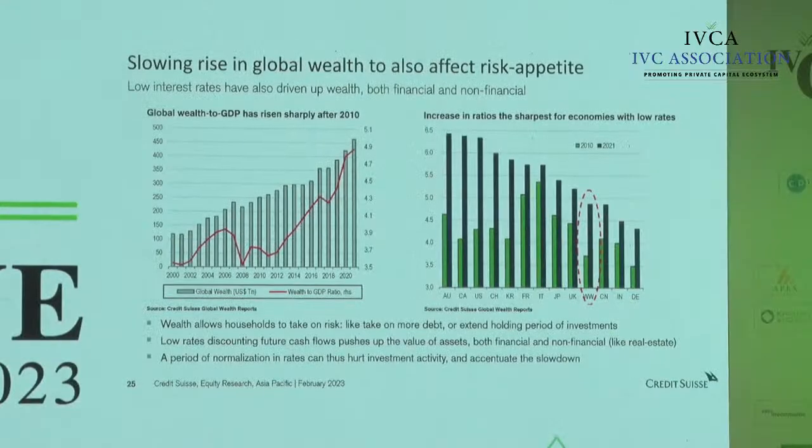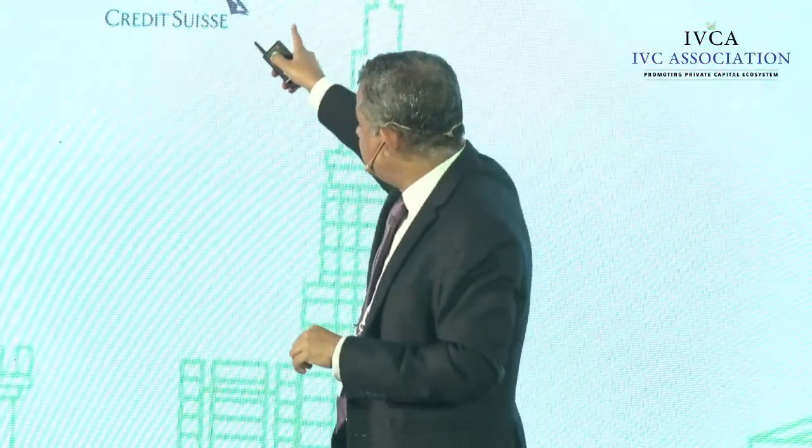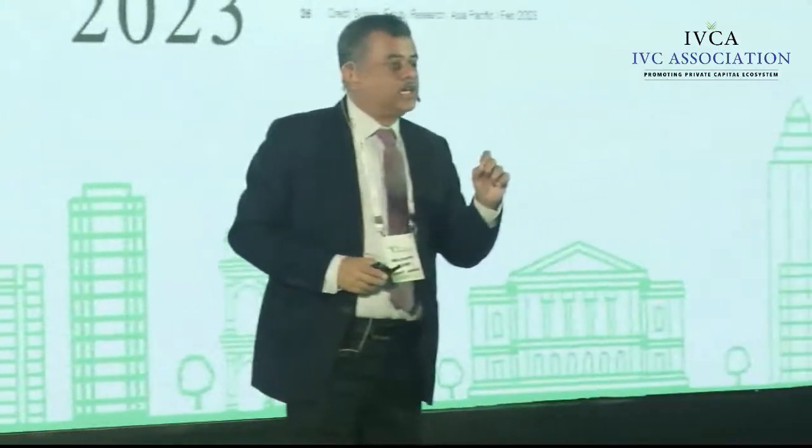What it has also done, the low interest rates, is that asset prices have gone up. If you see the left-hand side chart, the red line, that is global wealth to global GDP. It was 3.7 in 2010. It is 4.9 now. So as rates go up, I think wealth will start to erode. And the biggest problem is going to be real estate. Globally, real estate prices, if you see the right-hand side chart here, that is the mortgage rate in most of the large economies. You can see how sharply they're going up.